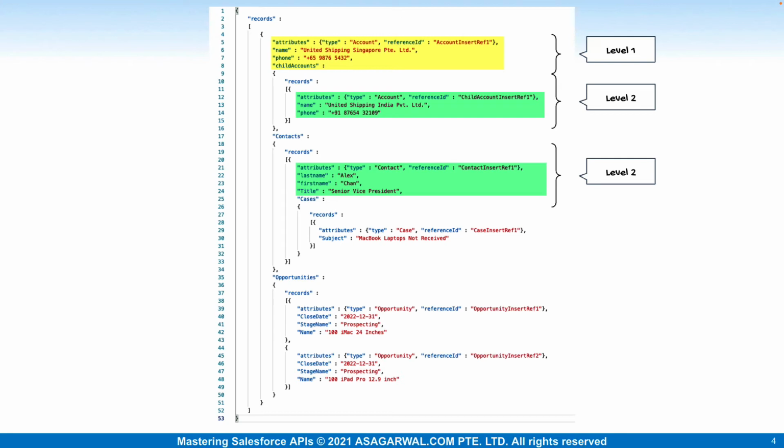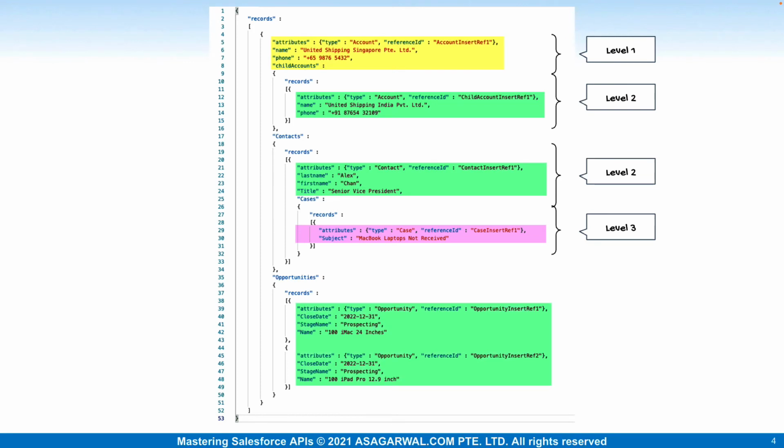And nested within the contact record, we are creating a case record. This will be considered to be at level 3, since it is nested within the contact record, which itself is at level 2. And then, finally we are creating 2 opportunity records under the parent record. This will be considered to be at level 2. In sObject tree API, the maximum levels that you can go up to is 5. If you try to go beyond this limit, the call will fail with error.